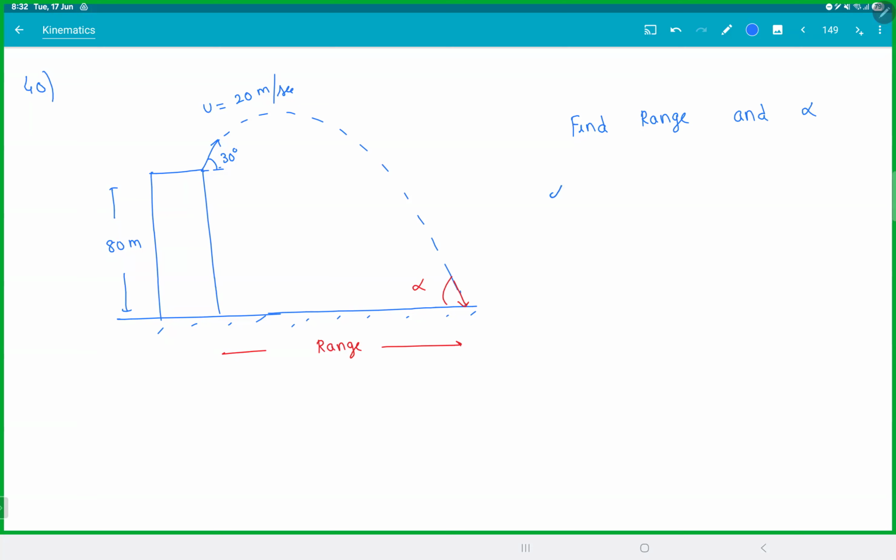Alpha is the angle made by the velocity vector when it hits the ground. There, let's get this.